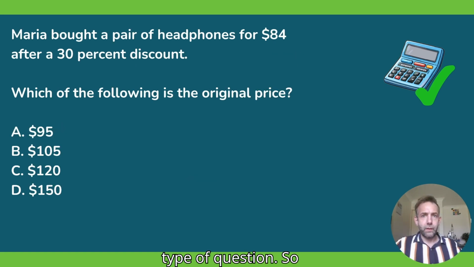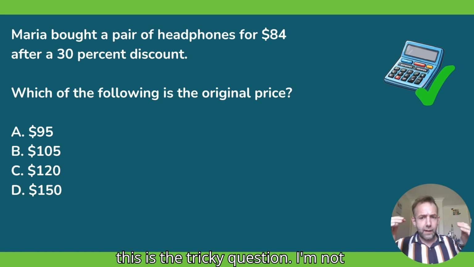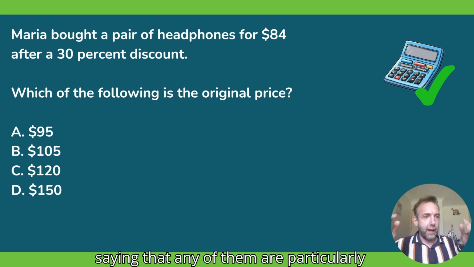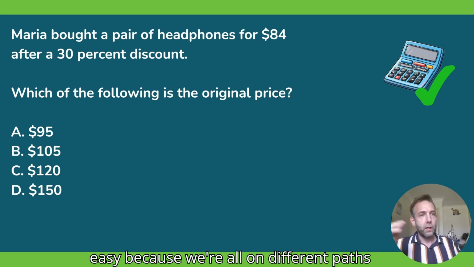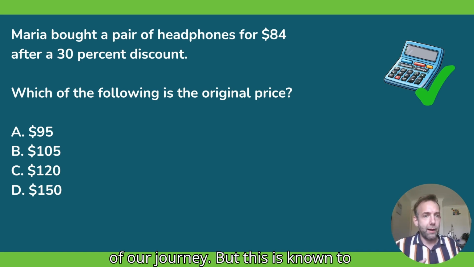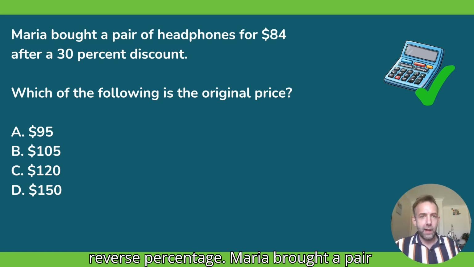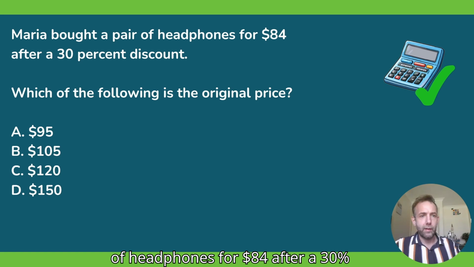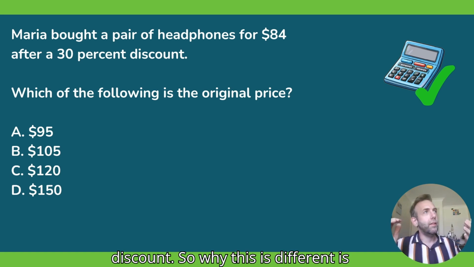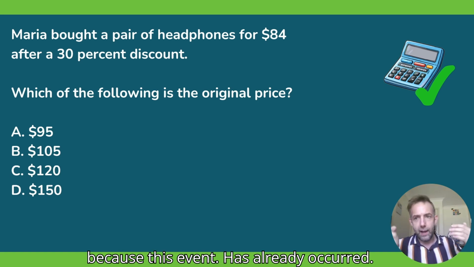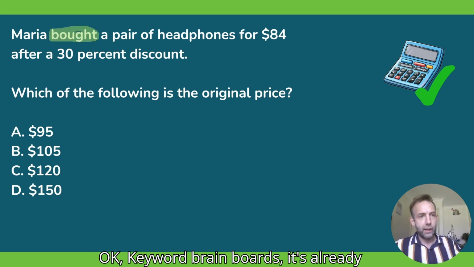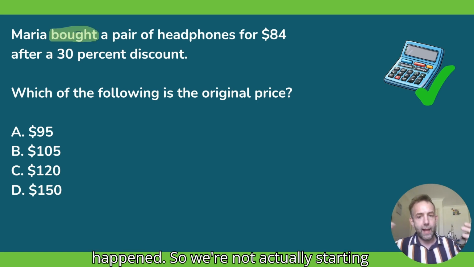Last type of question. So this is the tricky question. I'm not saying that any of them are particularly easy, because we're all on different paths of our journey, but this is known to catch most people out because it's a reverse percentage. Maria bought a pair of headphones for $84 after a 30% discount. So why this is different is because this event has already occurred, okay? Keyword being bought, it's already happened.